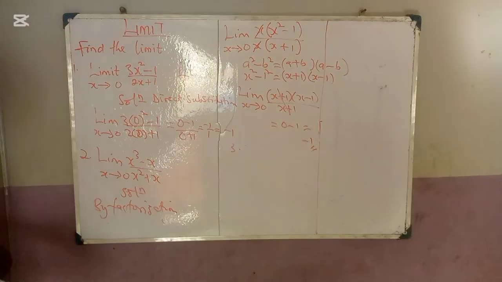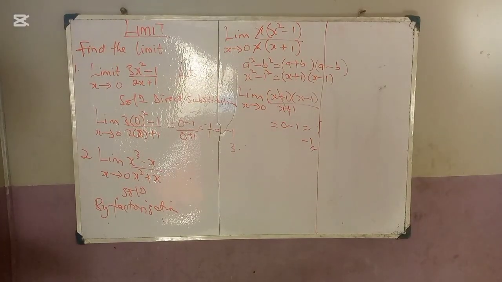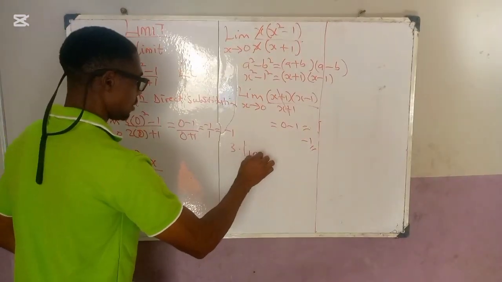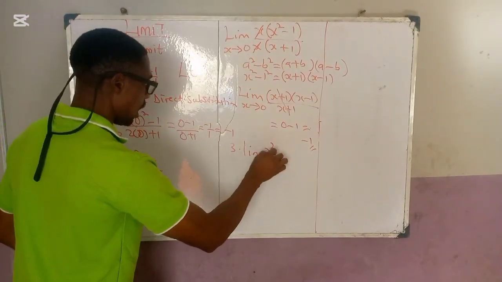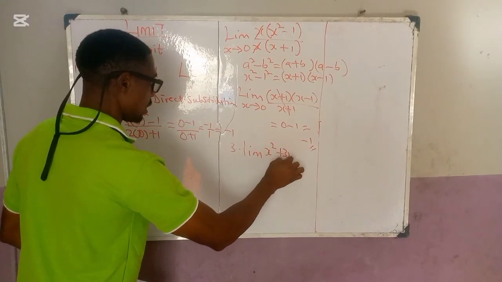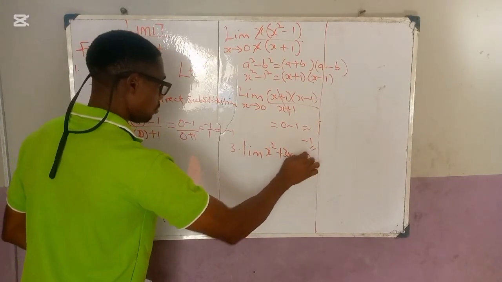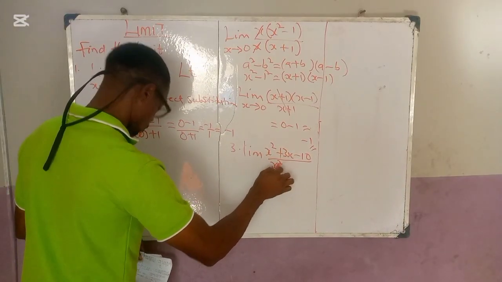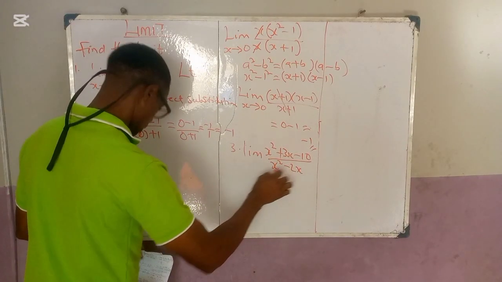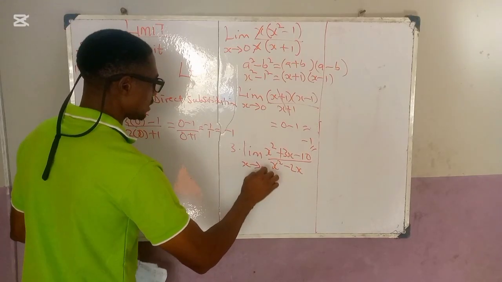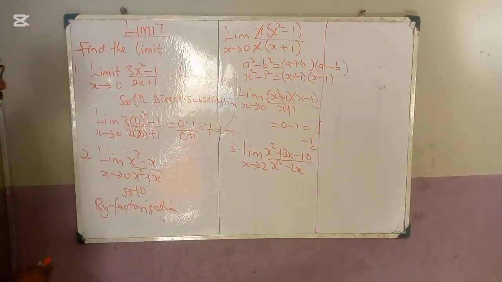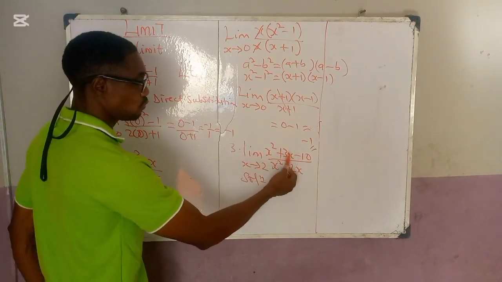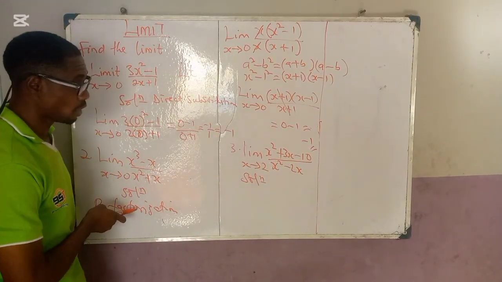How about having this kind of question? You have the limit of (x^2 + 3x - 10) over (x^2 - 2x), now as x tends to 2. Yes, like I said, what do you do with this? It's factorizable, like the second one I did.